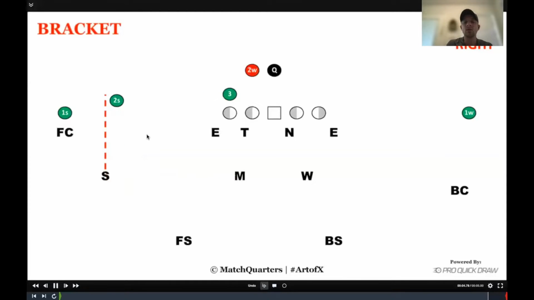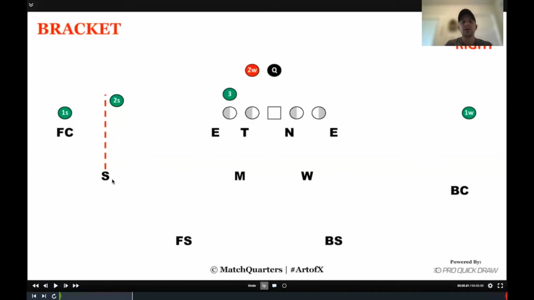Well, in bracket, we're not going to do that. In bracket, we're telling him, look, as long as he goes vertical, you've got him. If he goes vertical, he goes out, you've got him. If they push 3, the Mike backer is going to stay attached to number 3. And so that's where I eliminate that guesswork from the Sam linebacker.